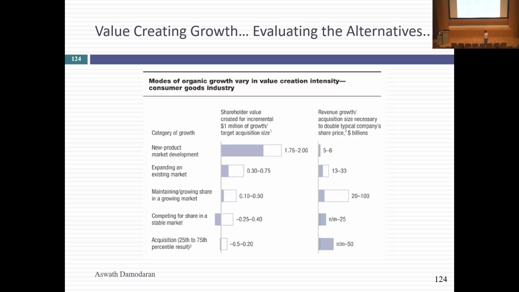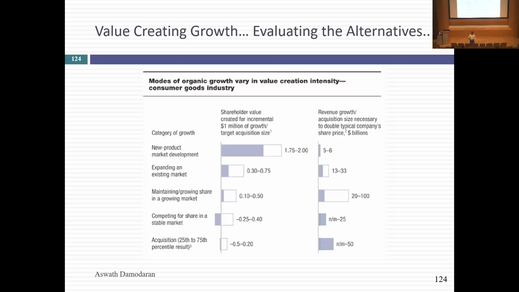Maintaining or growing share in a growing market is still creating value because the market itself is growing, right? You get a buffer when the market is growing. Indian and Chinese companies have a significant advantage over European companies for a simple reason. Your core market is growing. You can afford to be sloppy and get away with it because the market itself is growing.